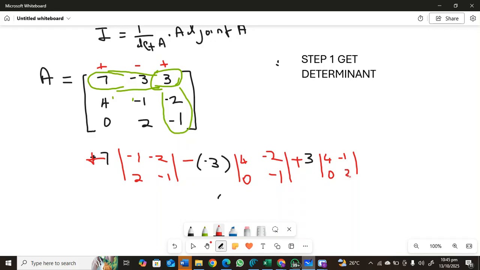Before I go any further, any questions? These signs here, this plus is this plus here, this minus is this one. So it's always going to be like this. Always. Just remember plus, minus, plus. Okay. Any other questions?